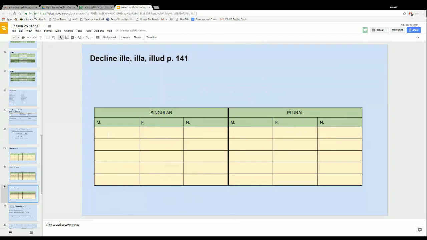All right, and for this one, I'm going to have Ella do this one for ille, illa, illud. Ille, illa, illud. Yep. Illius. Illi. Illum. Illam. Illud. Illo. Well, don't add the extra. So just illo. Okay.